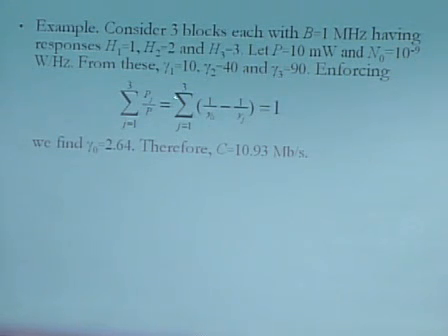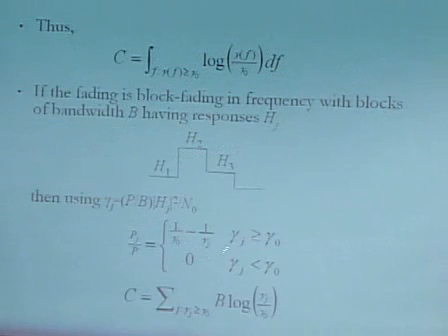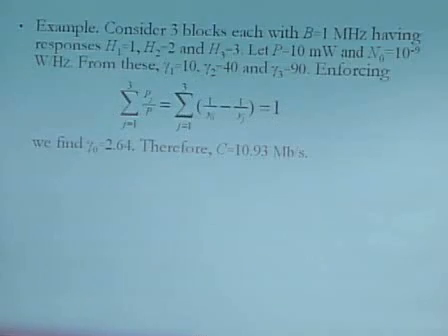Okay, now, how do we find the cutoff? Well, we enforce the condition that the total power, the sum of P1 plus P2 plus P3, has to be equal to capital P, which means that the sum of the Pj divided by capital P has to be equal to 1. Now, we know that Pj divided by P has to move like this. So plug it in here, and now we solve this equation. And we find that gamma 0 is 2.64. That's the cutoff.